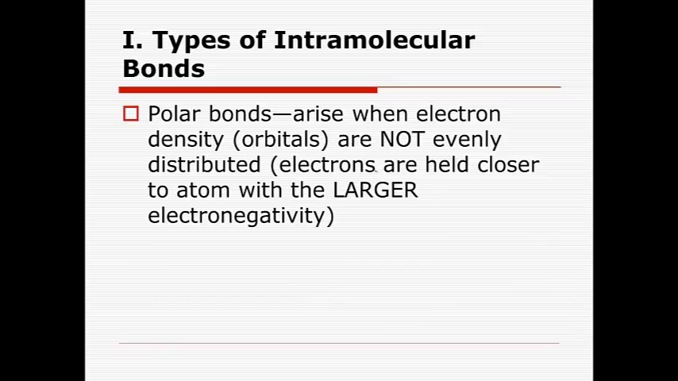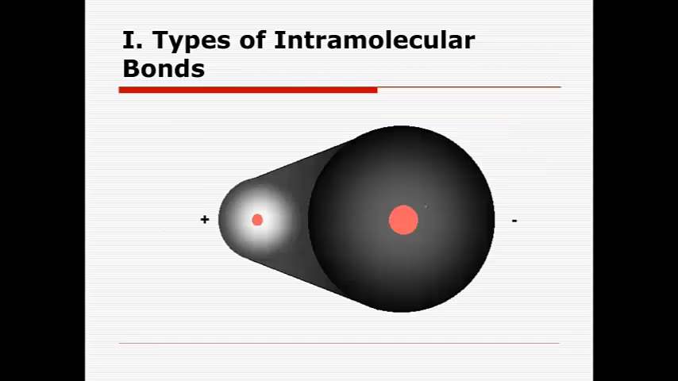Now, what's a polar bond? This arises when the electron density, in other words, the orbitals where the electrons are going to be found, is not evenly distributed between atom X and atom Y. The electrons that are being shared between X and Y are not evenly distributed, and they're going to be held closer to the atom with the larger electronegativity, because that's what electronegativity is: how strong the tug of war between atom X and atom Y is. They're pulling on these electrons right there. So this is a polar bond.